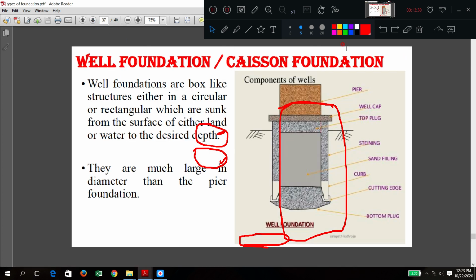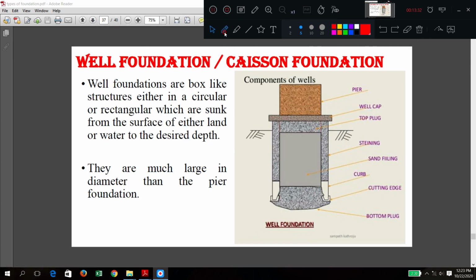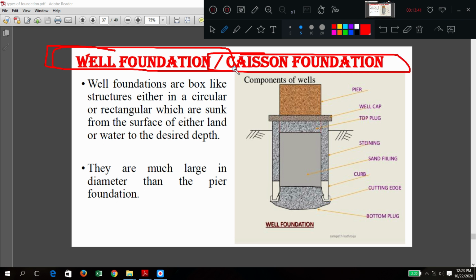In this, the next type of foundation is what? The next type of foundation is the well foundation. It's called well foundation or caisson foundation. Well or caisson. Okay, so it is a full bigger, still larger, and its load carrying capacity is also very large.